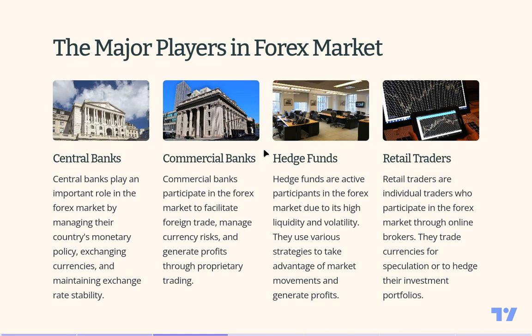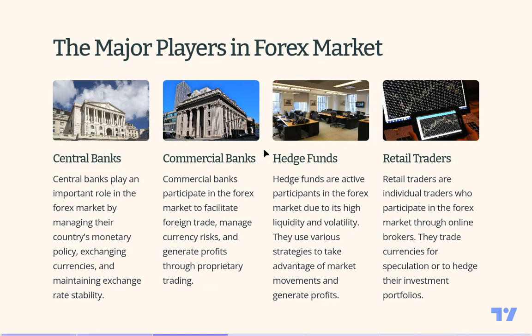The last one is the retail trader. Here it says retail traders are individual traders who participate in the forex market through online brokers, and they trade currencies for speculation or to hedge their investment portfolios. So who are you amongst these four major players? I personally am a retail trader, and I basically hedge my capital through the forex market.